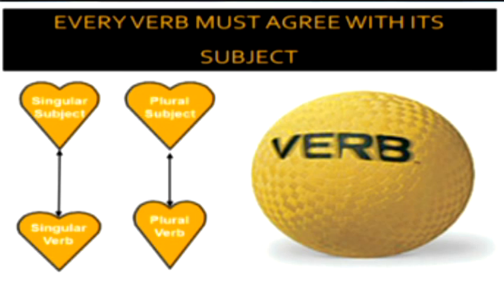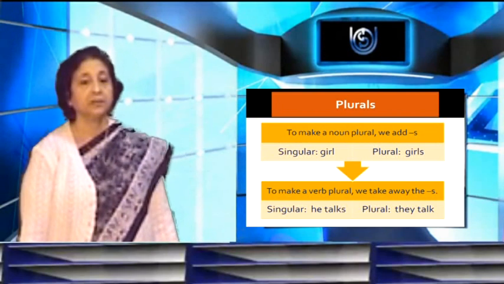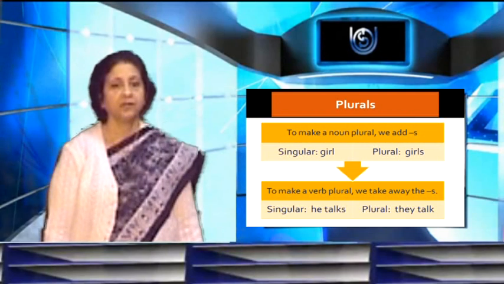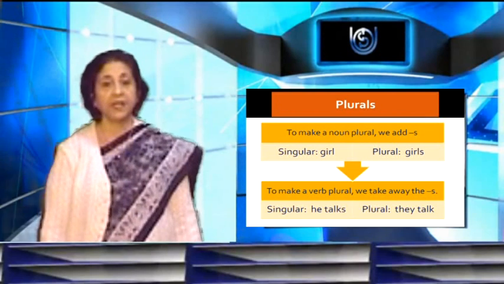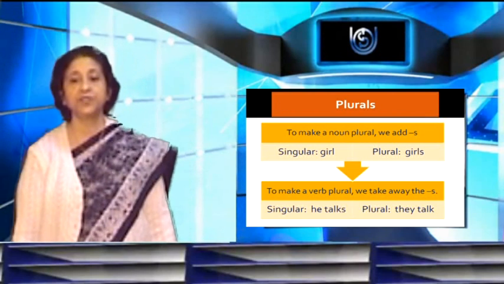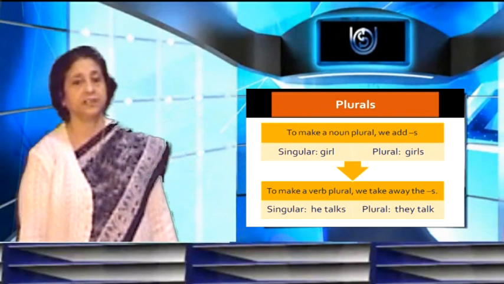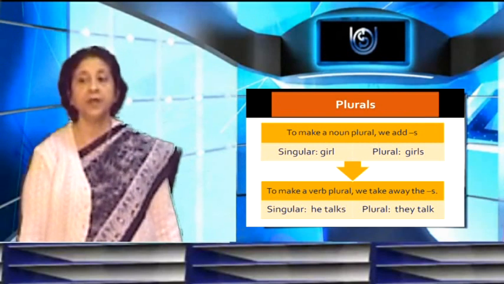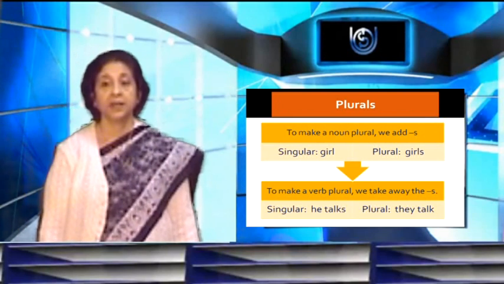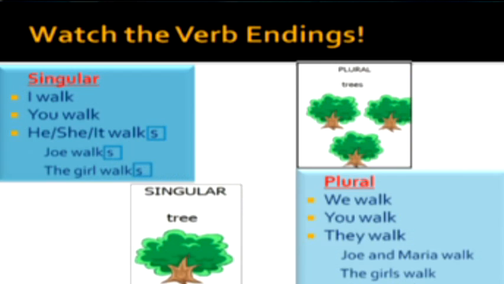Now just see, the singular girl. So, the sentence will be, he talks. And if plural, girls, so they talk. Now here you see, with he, we put the verb with s. And with plural, we just put the first form of the verb, no s is there. So this is the agreement between the subject and the verb.